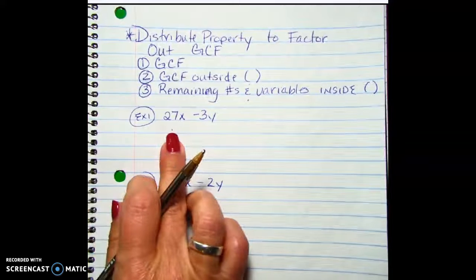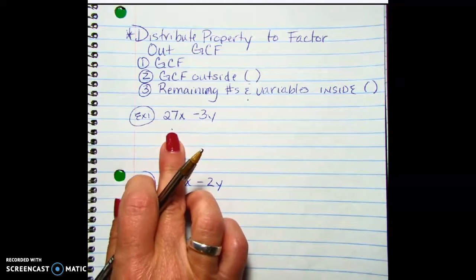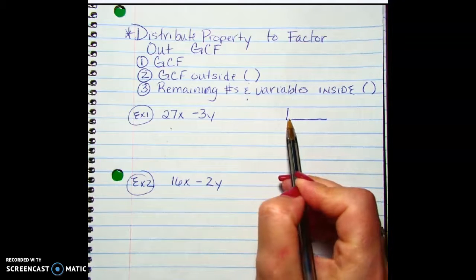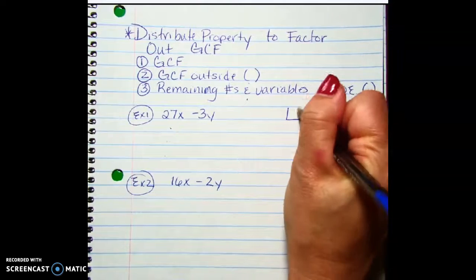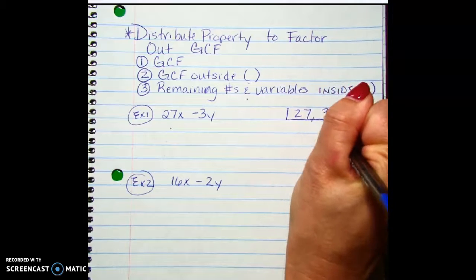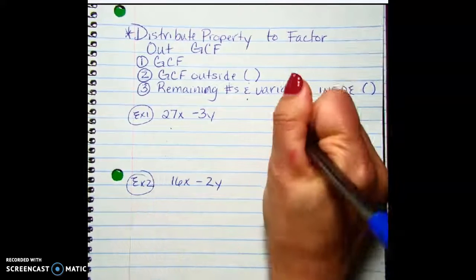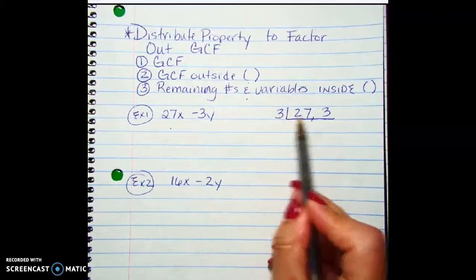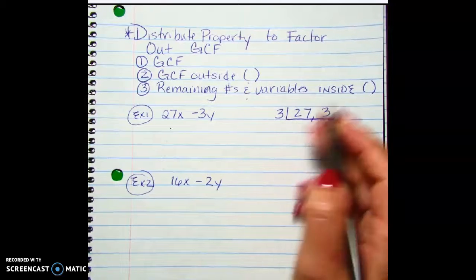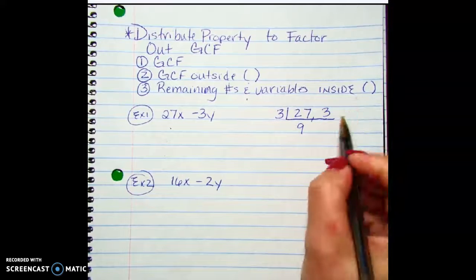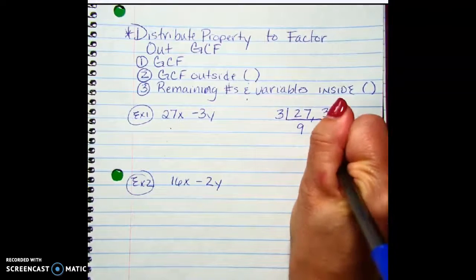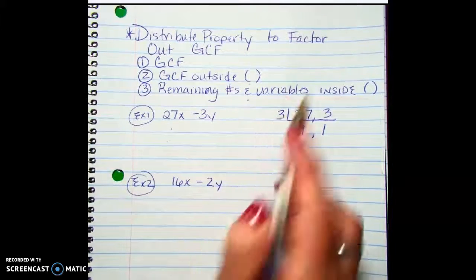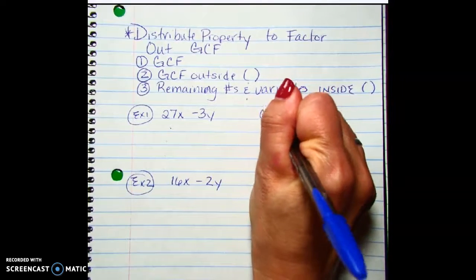So here's our example. First things first, do you guys remember how we did greatest common factor? We write an upside down division symbol or an L. We write the two numbers inside. What is a factor that's shared by both? 3. And after dividing by the factor they both share, we write it underneath. 27 divided by 3 is 9. 3 divided by 3 is 1. So now I said that was step 1. I put the greatest common factor. So my GCF is that.